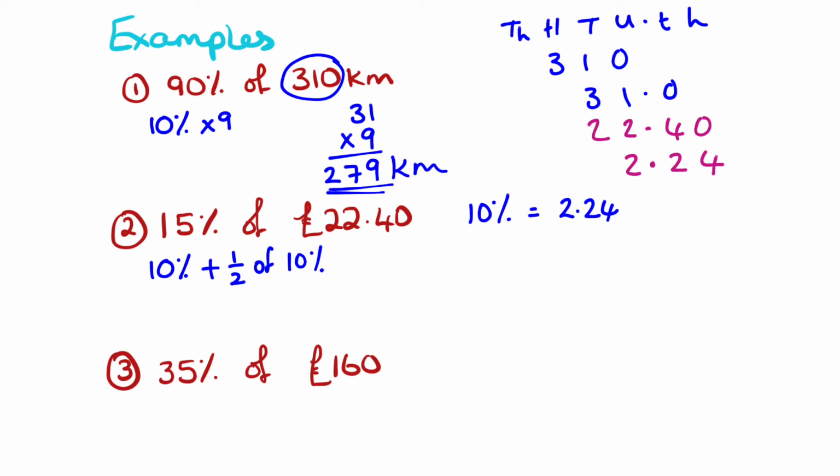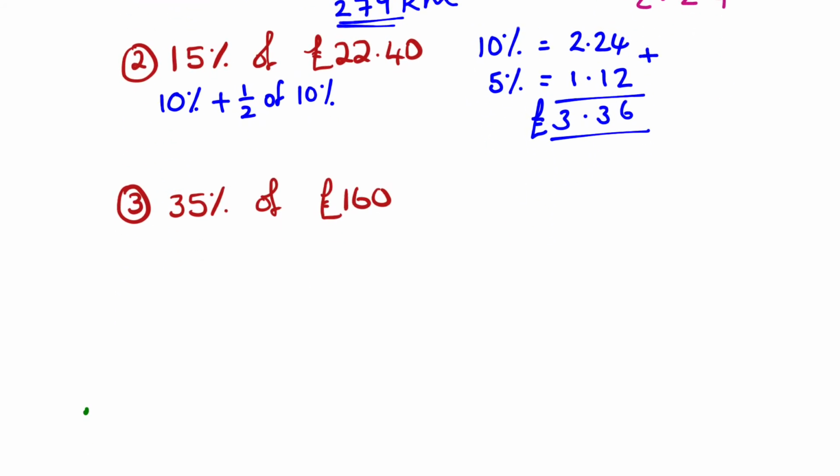A half of 10%, that's going to give us 5%, isn't it? So a half of £2.24, well, half of £2 is £1. A half of 24 is 12. So we've got 10% and 5%. So we just need to add them together to get 15%. So we get 3.36. Remember, our question was about money. So 15% of £22.40 is £3.36.